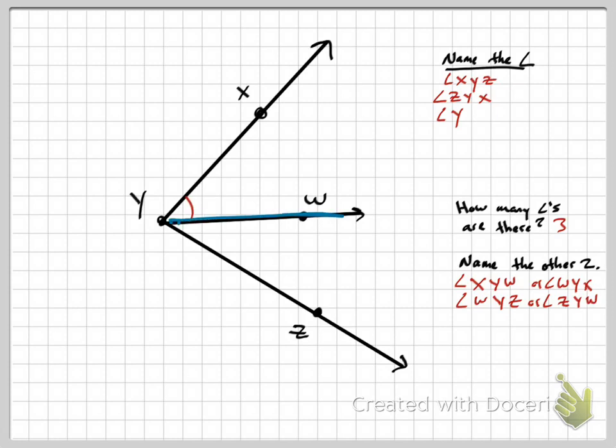Once I throw in this extra ray, this ray right here, I can no longer just call this angle Y. Because if I were to say angle Y, no one would know which angle I'm talking about. So that is why once there's multiple angles with the same vertex, you have to name it using 3 points. So angle XYZ, angle XYW, angle WYZ. So naming angles is super important because we're going to be doing it a lot this year.